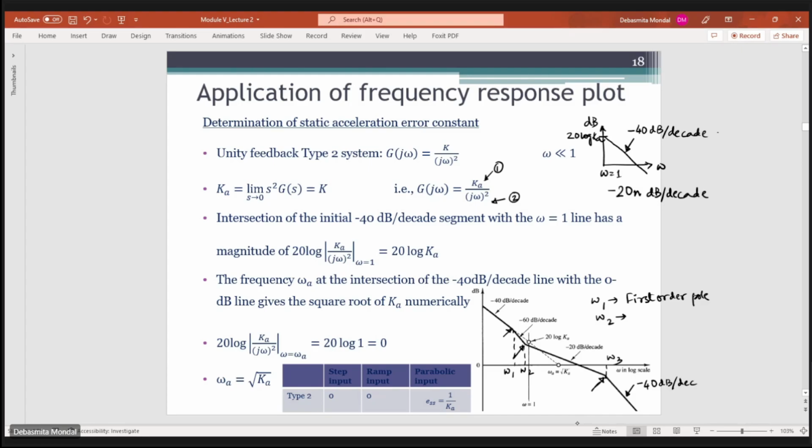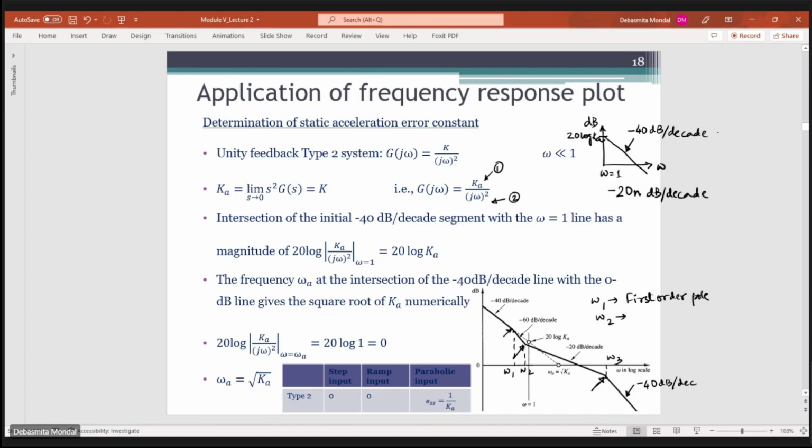because of the contribution of Ka by (j omega) whole square. So at omega equals to omega a the magnitude would be equal to 0, and the value of omega a will be equal to the square root of Ka. So if you can find the value of omega a, you can find the static acceleration error constant, and from there you have an idea about the steady state error in your system to a parabolic input.